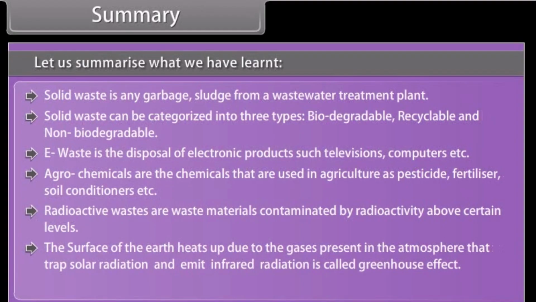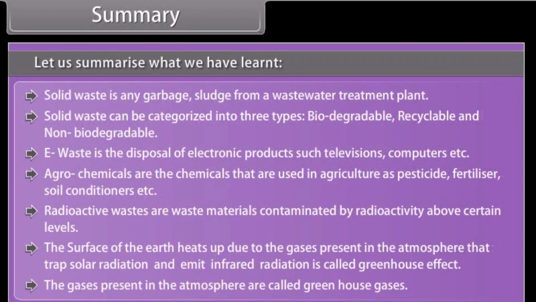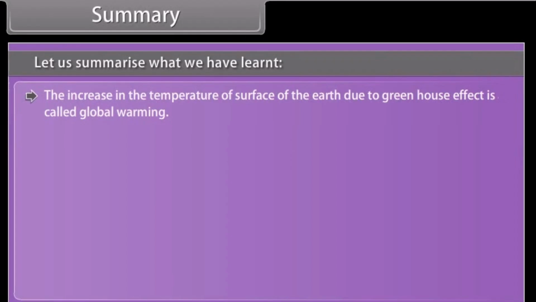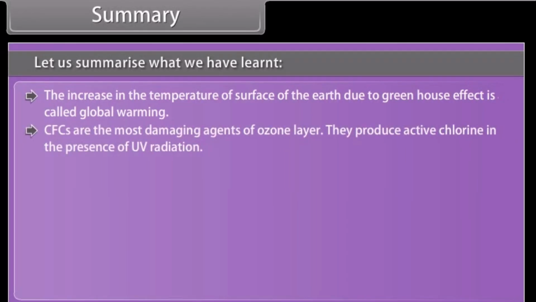The surface of the earth heats up due to the gases present in the atmosphere that trap solar radiation and emit infrared radiation, which is called the greenhouse effect. The gases present in the atmosphere are called greenhouse gases. The increase in the temperature of the surface of the earth due to greenhouse effect is called global warming. CFCs are the most damaging agents of the ozone layer. They produce active chlorine in the presence of UV radiation.